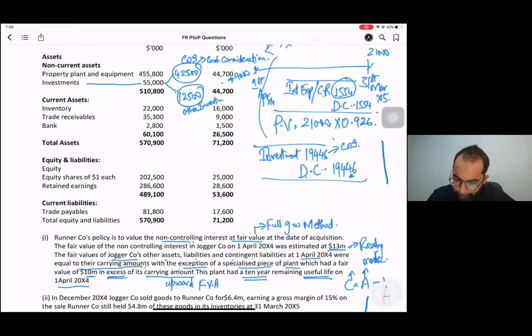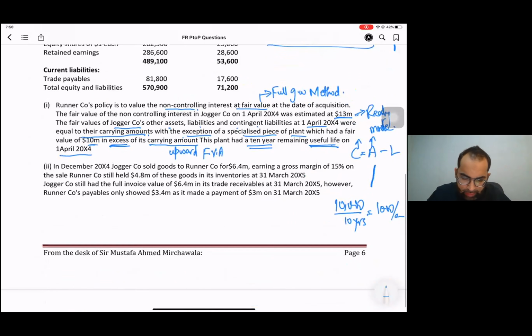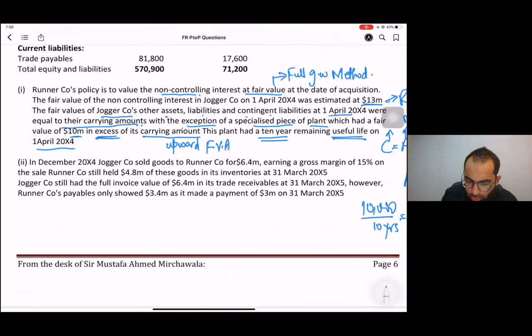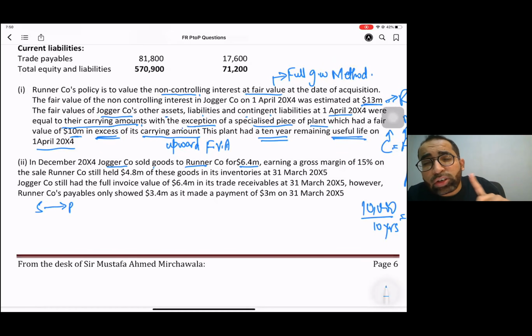Now, next, in December X4, Jogger company sold goods to Runner, an S to P sale, for 6.4 million. The actual amount of sales is not that relevant, because this is not an income statement question. If it were, then we would knock off the actual amount of sales from the income statement. Earning a GP margin of 15% on sales.